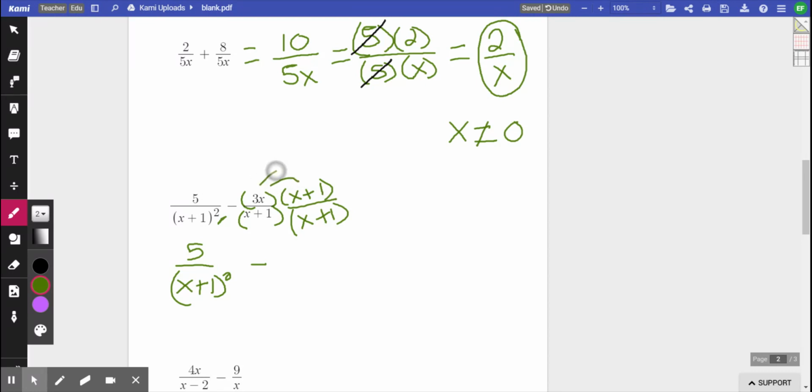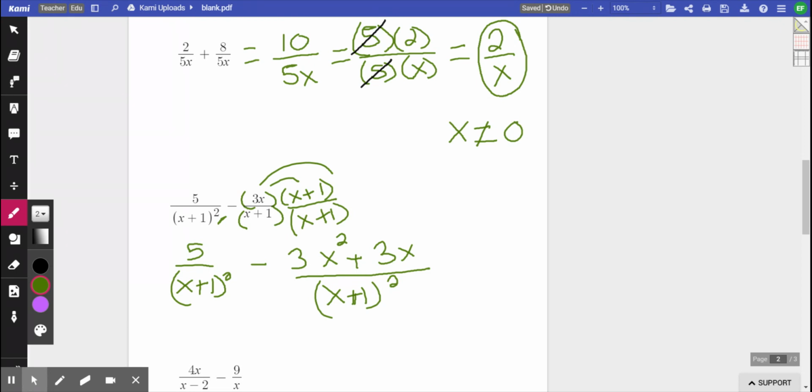Second fraction, I'm going to distribute. So I get 3x squared plus 3x over, and I'm just going to leave my denominator at x plus 1 quantity squared. There's really no need to factor that out right now, or FOIL that, excuse me, so I'm just going to leave it. If I combine my like terms, keep that in mind.